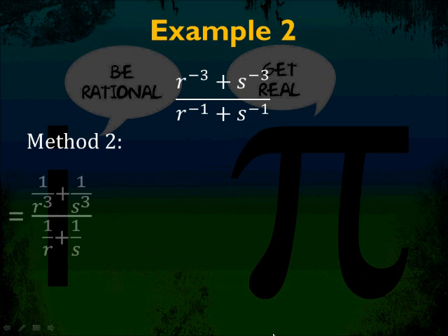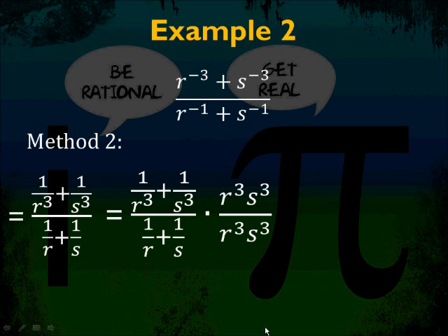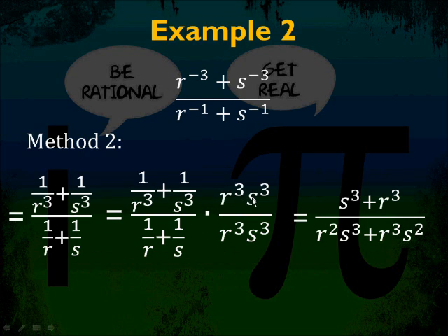If we use method 2, again, we start at the same place. Now what you do is look for the least common denominator of all four fractions here. So the least common denominator would be r cubed s cubed. So we multiply both the top and bottom by r cubed s cubed, which means you have to use that on every single term. So r cubed s cubed times 1 over r cubed becomes just s cubed. This one becomes r cubed, and the bottom becomes r squared s cubed plus r cubed s squared.